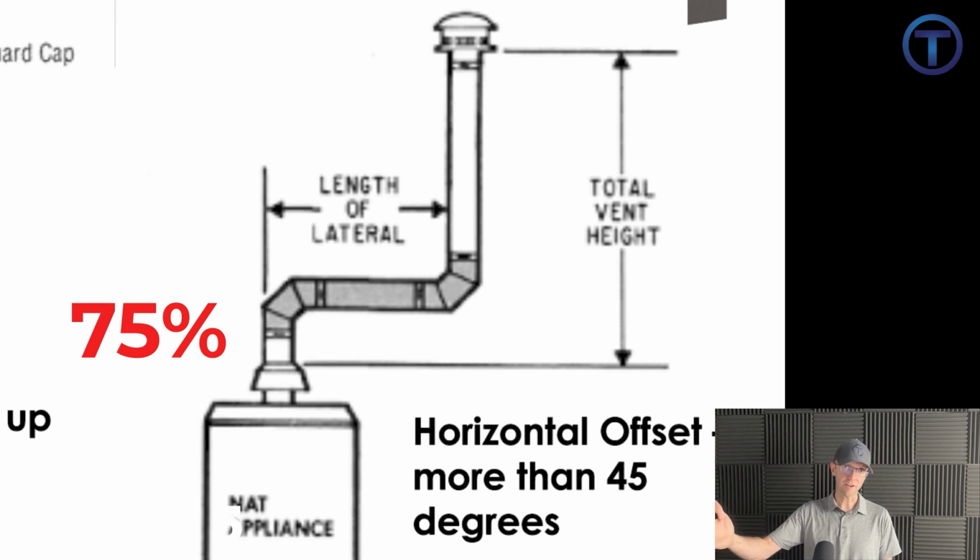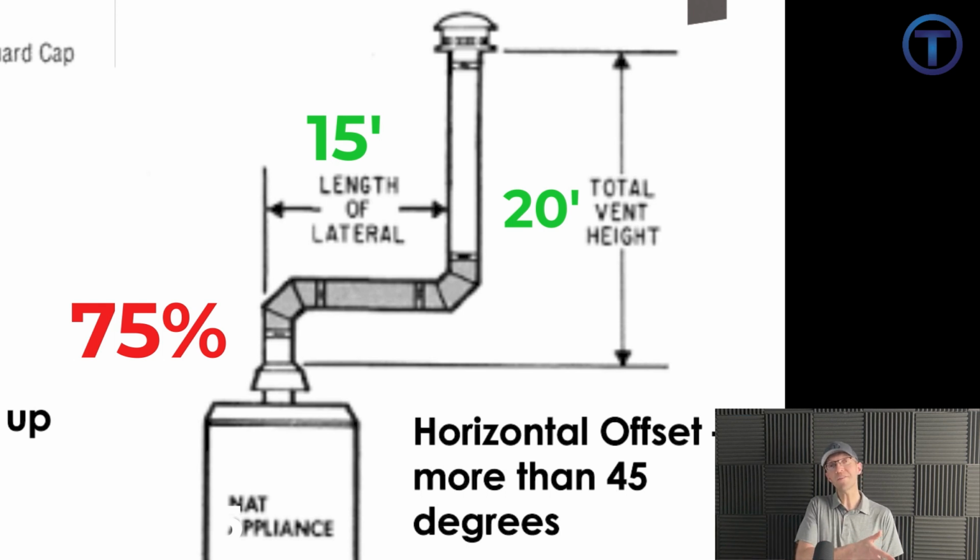So follow me here. If I have a vent that runs 20 feet vertically from the basement out the roof, but I need some horizontal movement to get it to work, I'm limited to 75% of that vertical distance. 0.75 times 20 is 15. I can only move 15 feet horizontally if I'm going up 20 feet vertically. Hopefully that makes sense. But by doing this, we can keep those draft vent gases in motion, which is exactly what we want.